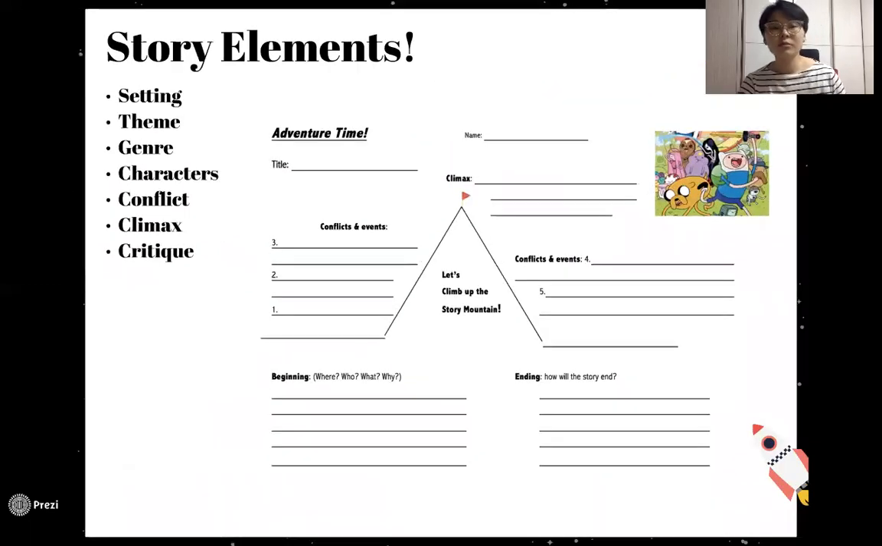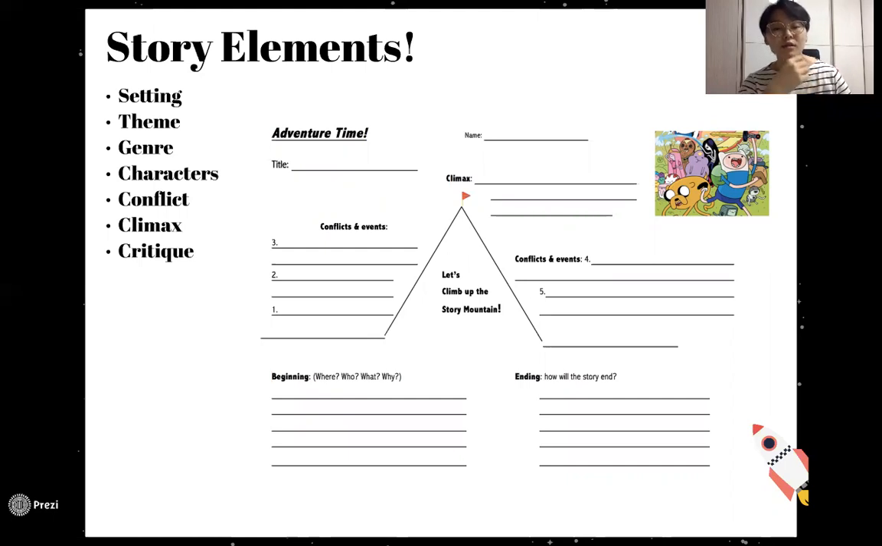As many of you remember, for story elements, we talked about setting, where the story takes place; the theme, what the story is mainly about; the genre, what kind of book is it? Is it a fiction book? Is it a non-fiction book? Is it a history book? Or is it a story about Hercules and Poseidon? Different kinds of characters, right? Conflict, which are the problems that the characters face in the stories. Climax, which is the highest point of the story.